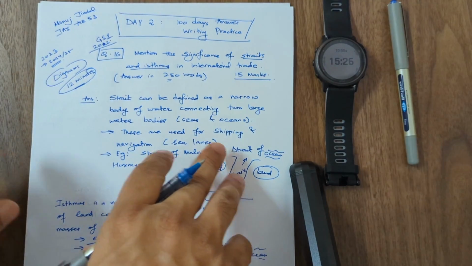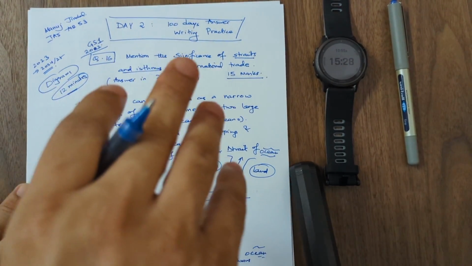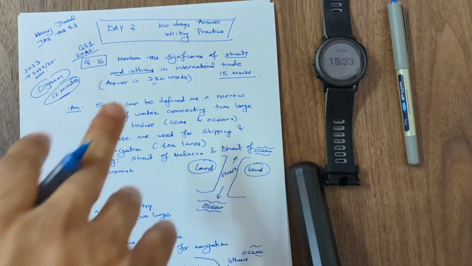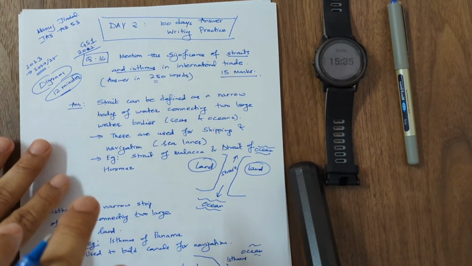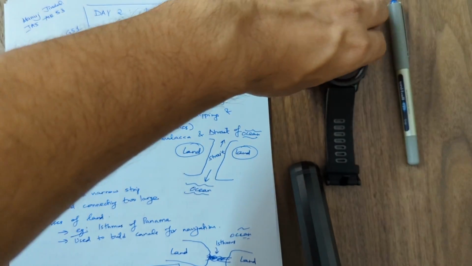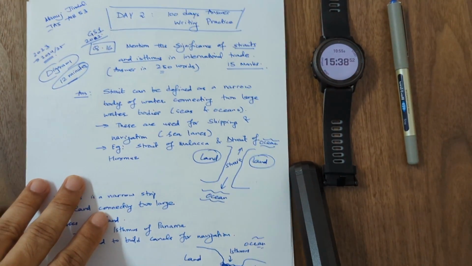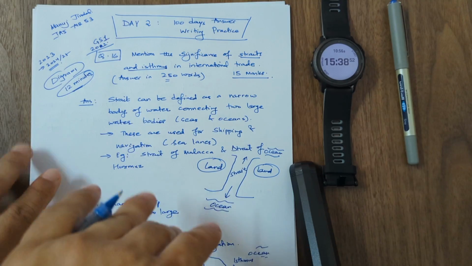We will skip the conclusion, but you can write the conclusion, a very simple one-line conclusion that from the above we can see that isthmus and straits play a very important role in international trade. So here now we will stop the time. Don't worry, I went over the time because I was explaining to you, but I hope you have tested yourself and come back to the video.